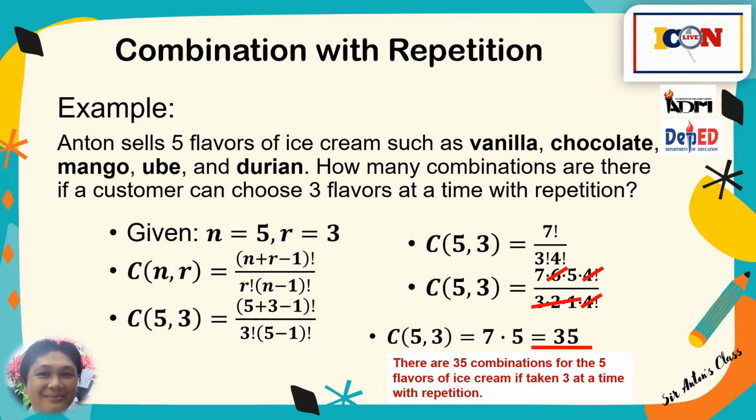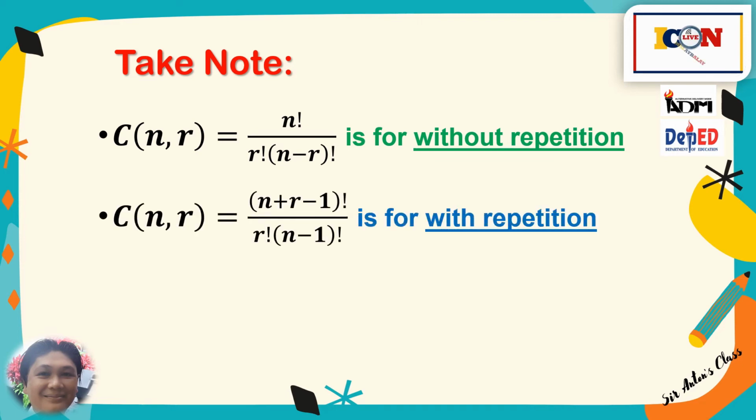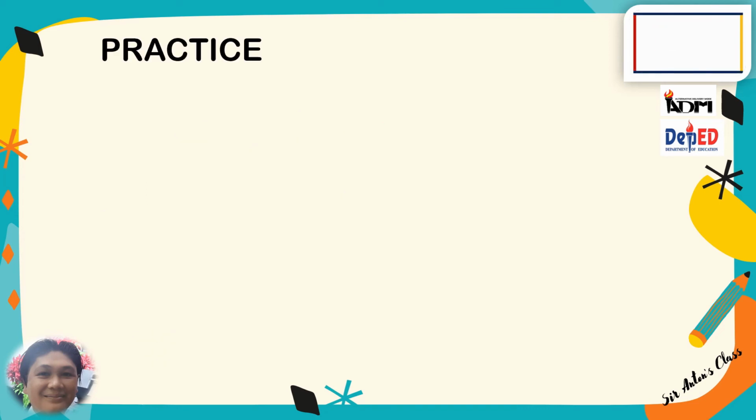So there are 35 combinations for the 5 flavors of ice cream if taken 3 at a time with repetition. Did you get this one? I hope so. Let's proceed. Take note. Okay, so this is about differentiating the formulas of combination without repetition and the combination with repetition. Please mind this formula for us to solve. Okay, so let's go. Practice.